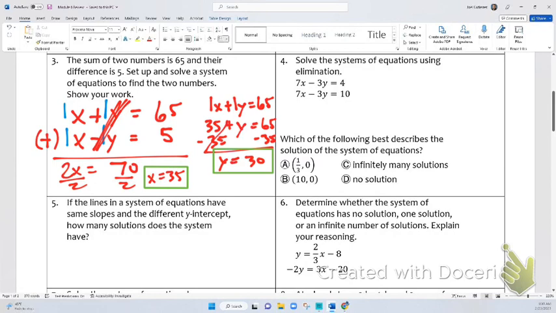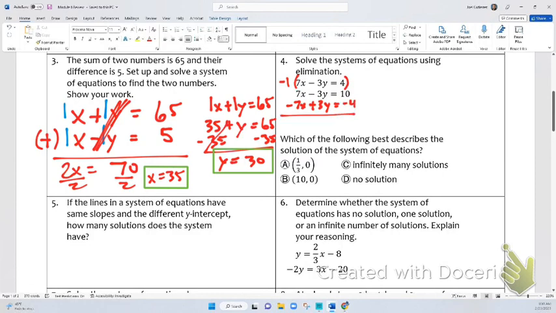For number 4, solve the system of equations using elimination. So once again, we are going to need to eliminate. In order to eliminate, we're going to have the same coefficients. The only difference is that one of them needs to be positive, the other one needs to be negative. So you'll notice here, we are going to need to multiply one of these by a -1, so that way I have a negative and a positive. I'm simply going to take this and just put it underneath. This gives me a negative 7x. This now gives me a positive 3y. This gives me a negative 4.